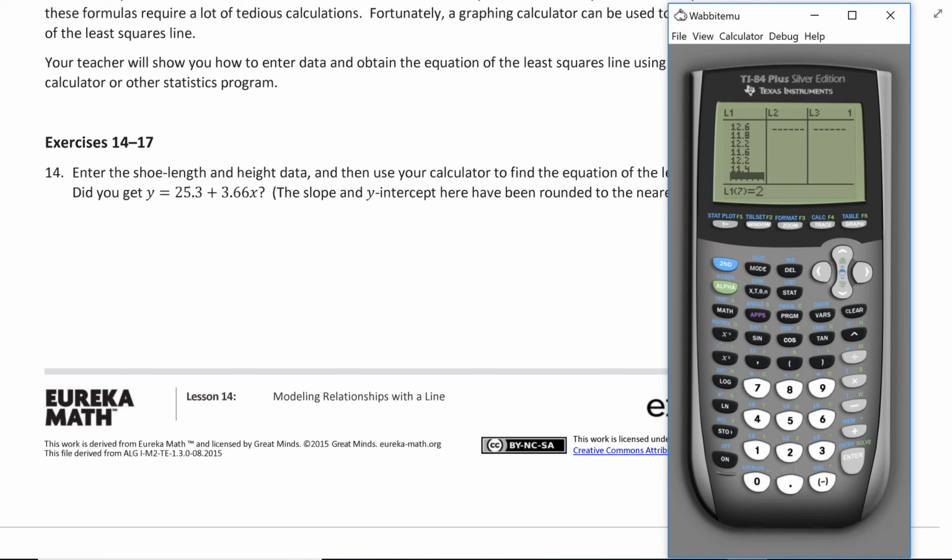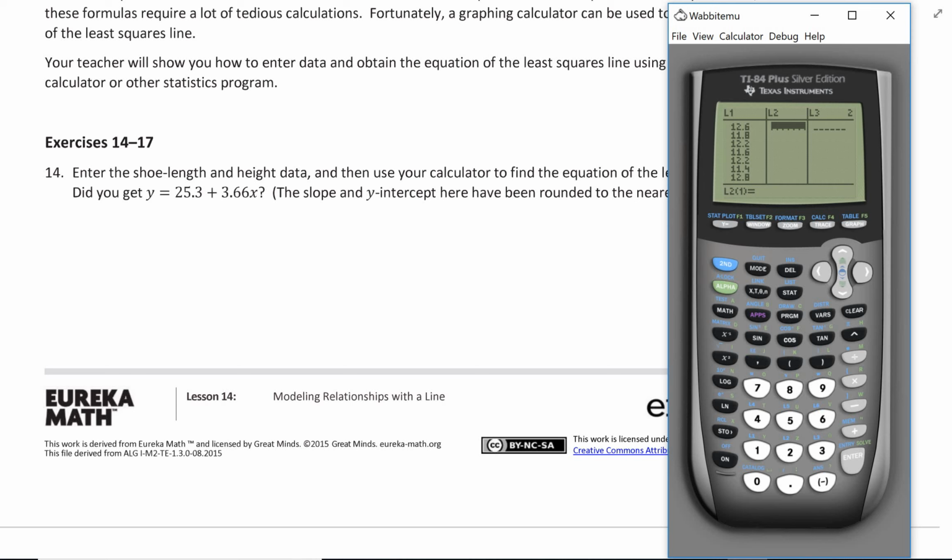12.8, delete that, 12.8, 12.2 again, 12.6, and 11.8. And then, in order to scroll over, you got to put the heights.